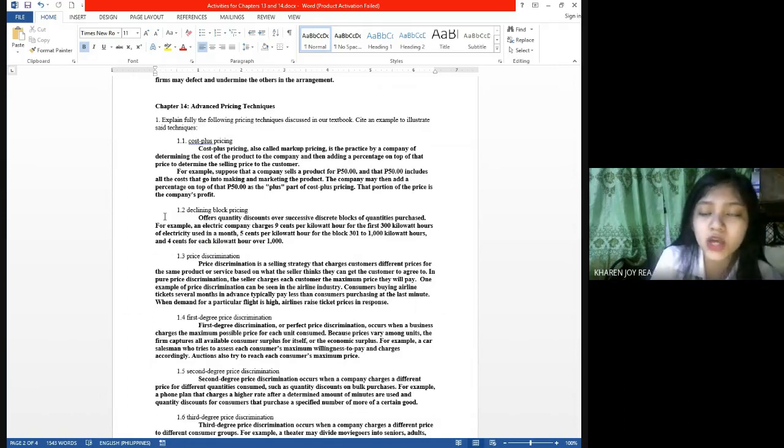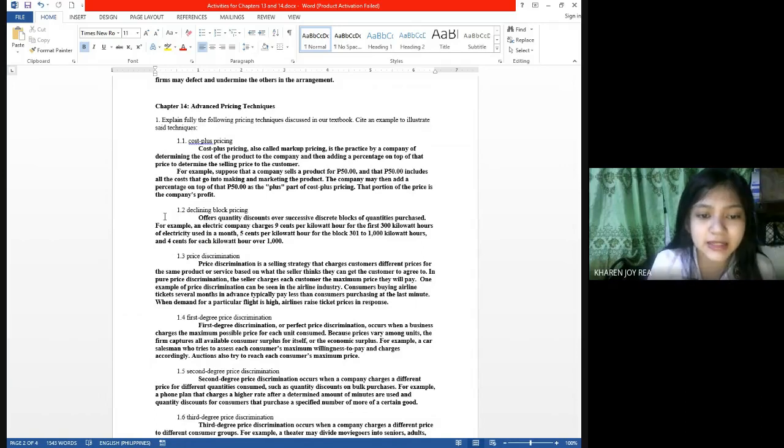So when companies use cost plus pricing, it depends on the company how much markup or percentage they will add on the cost of their product.